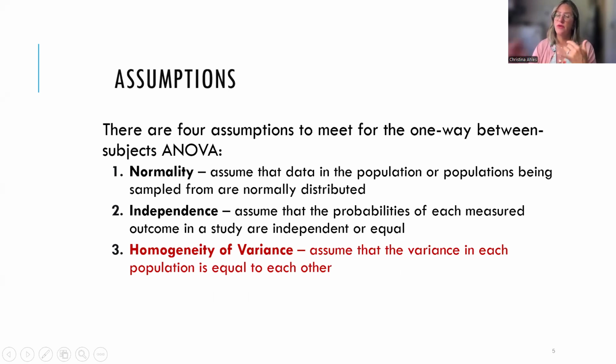With ANOVA, you need to meet normality. So either you have a sample size of larger than 30, and that means 30 in each condition. That's really hard to do. Or if the population that you sampled from is normal, you know that you met normality. So that normally distributed population.